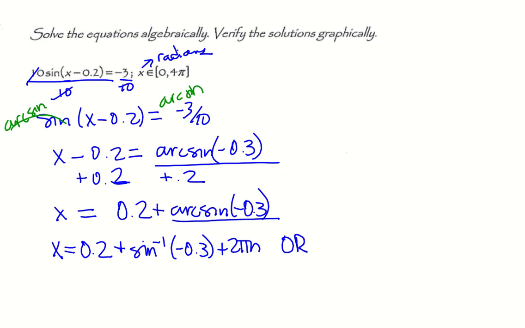Or, we're going to now use the other definition. We get x is equal to 0.2 plus, not 180, because we're in radians, plus pi minus the inverse sine of negative 0.3 plus 2 pi n.